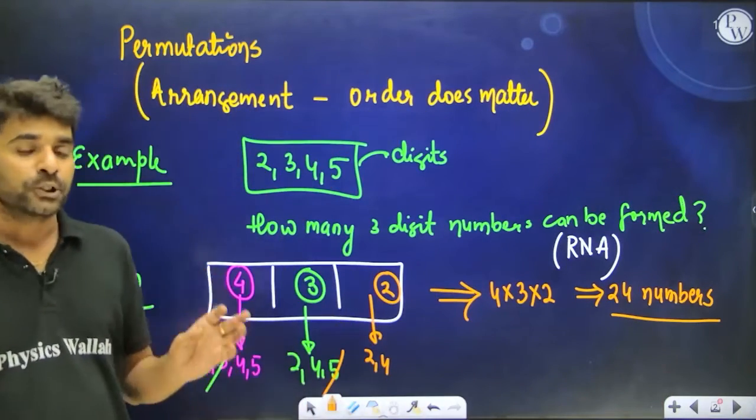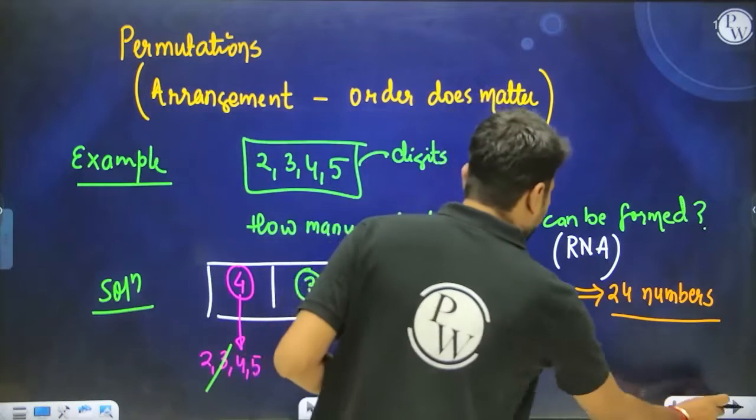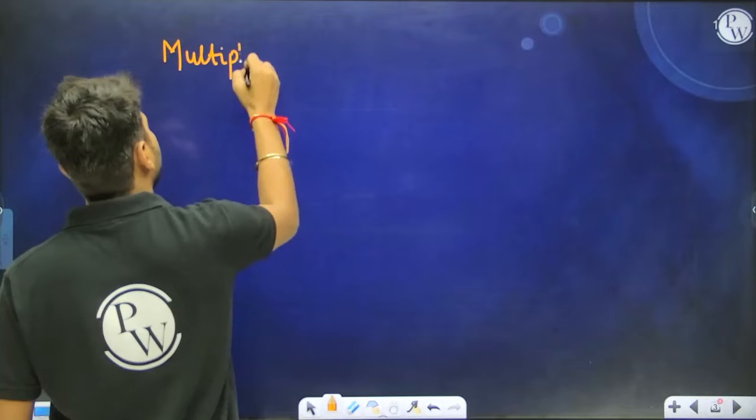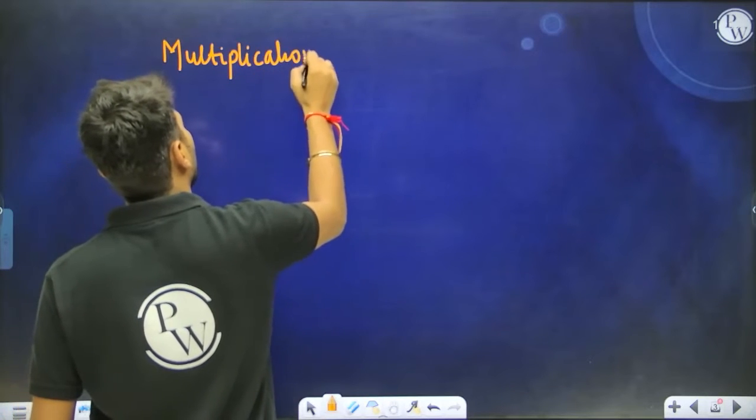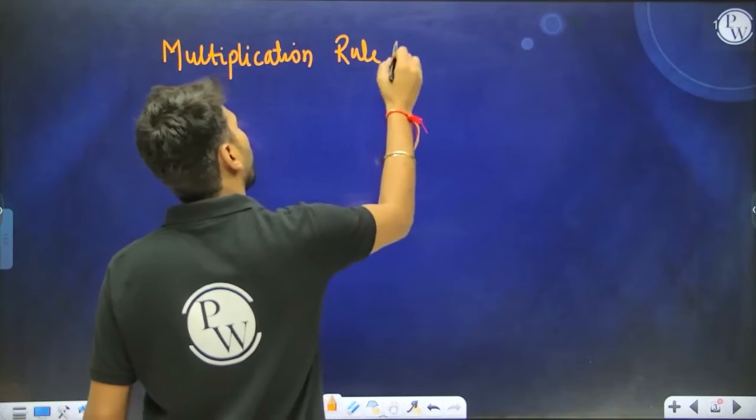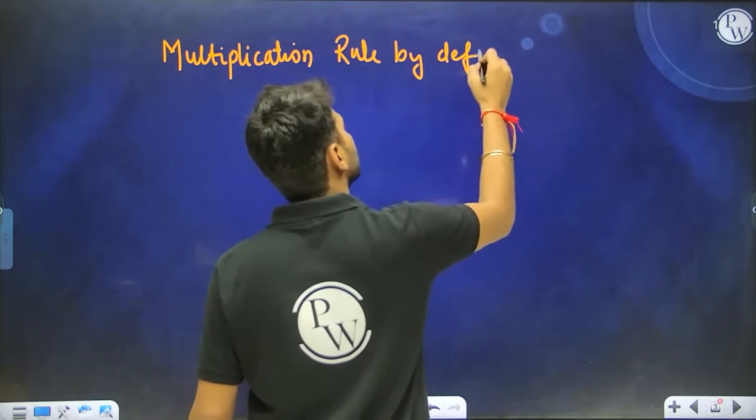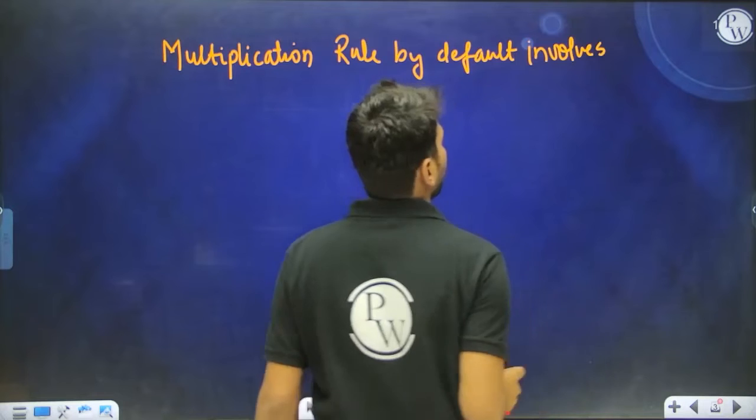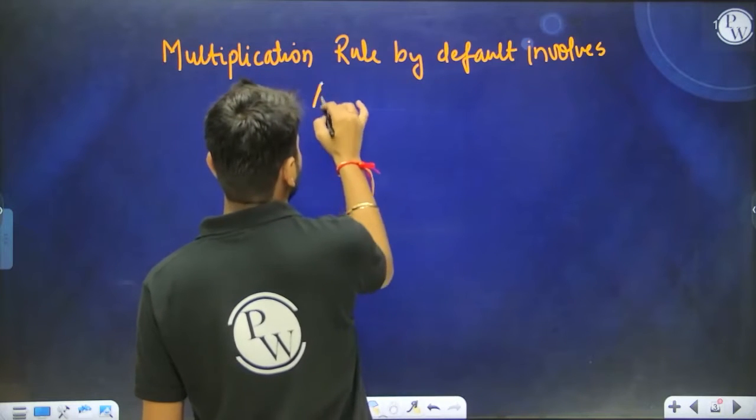Yes or no? So what I am trying to tell you over here is that the multiplication rule by default involves arrangement.